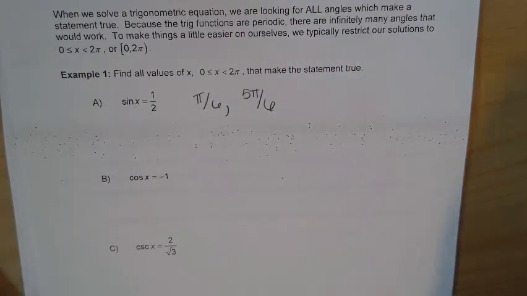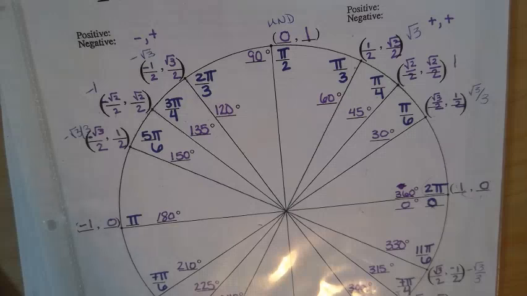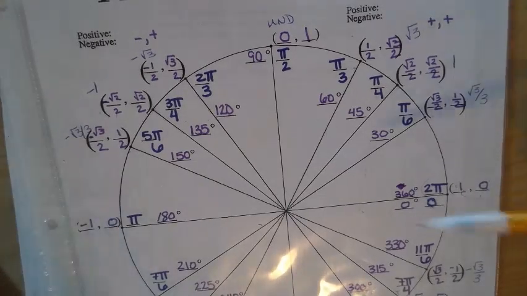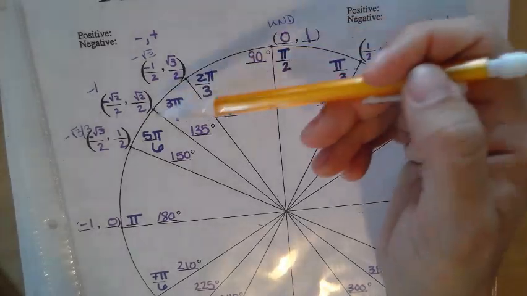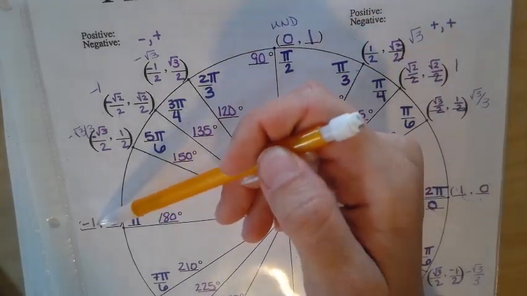All right. B, cosine of what is -1. So we want to find out where the first coordinate is -1. If we keep going around our unit circle, we find that the only answer is pi.